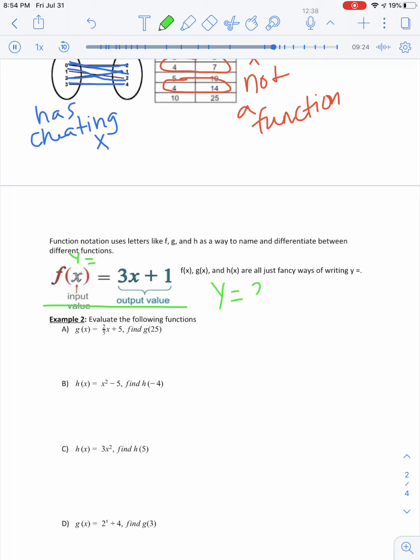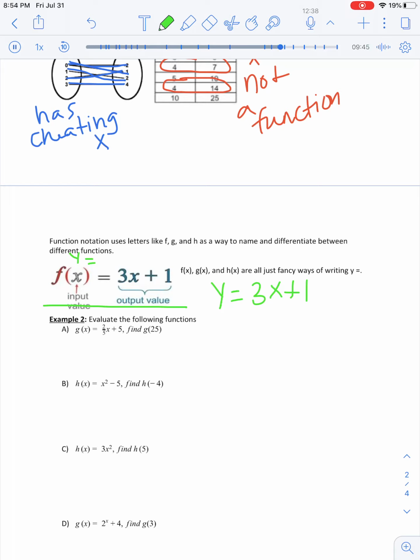And the reason why we do this is because there's going to be times where we're looking at multiple functions at once. So we use function notation to be able to differentiate between them. So we can have f of x, g of x, and h of x, but they all are just a fancy way of writing y equals.